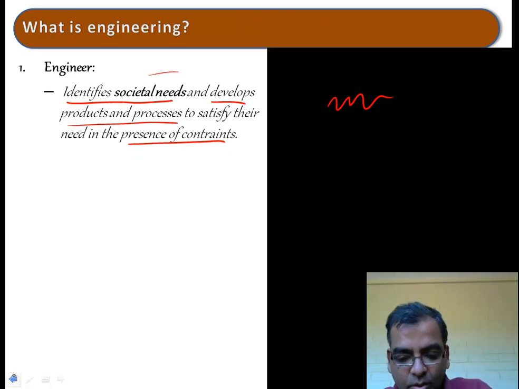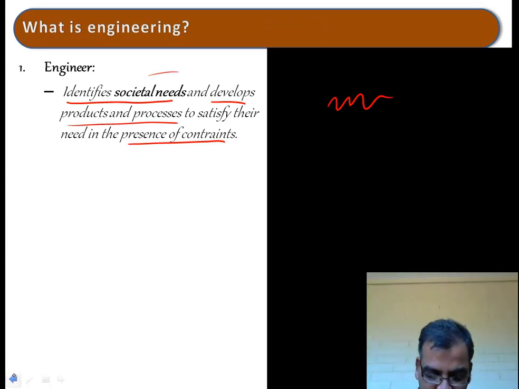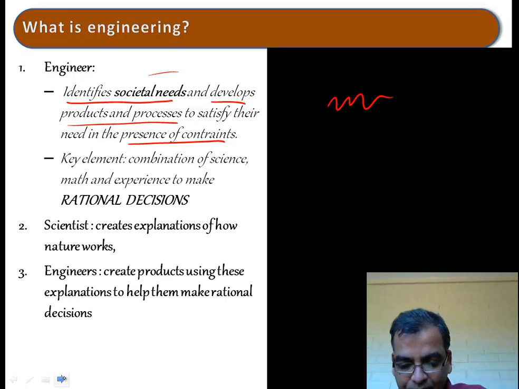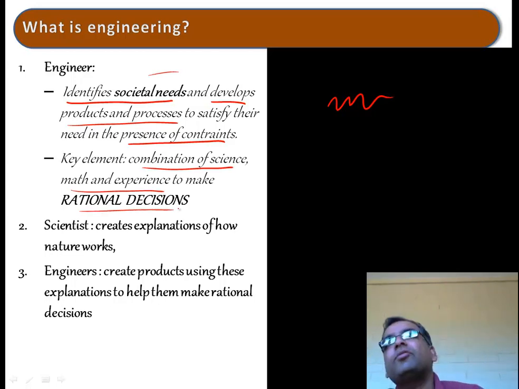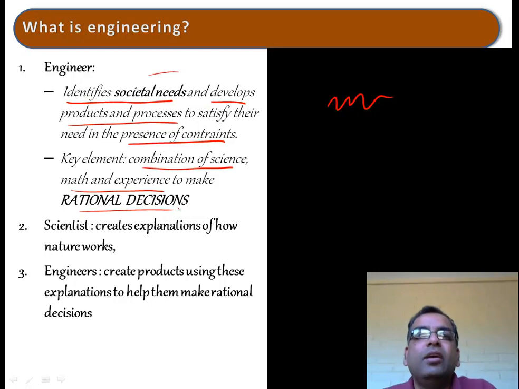Okay. So this is what an engineer does. They identify societal needs. The key element is the combination of science, math and experience to make rational decisions. And of course, everybody says rational decisions. Well, what do we mean by that? These are decisions based on actual considerations of reality and not what we perceive. And there's a huge difference between these two things and I'll give you several examples.